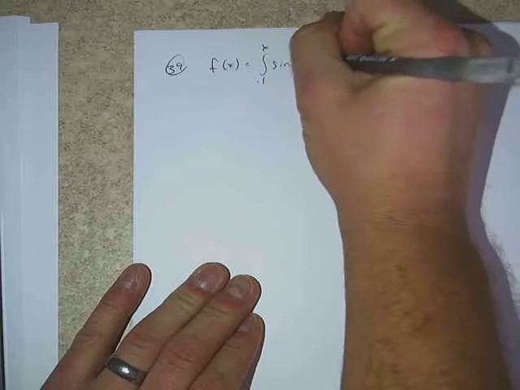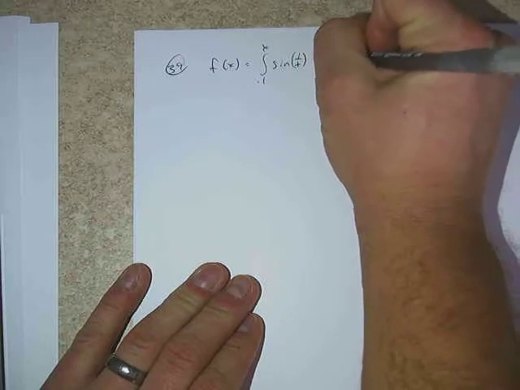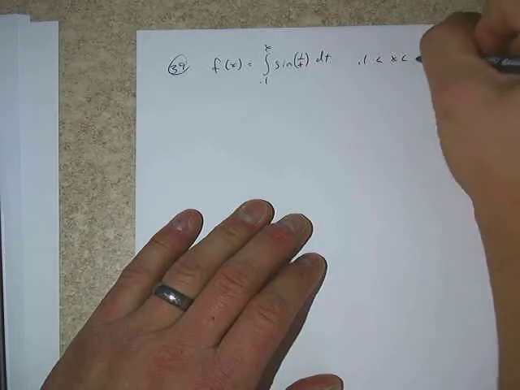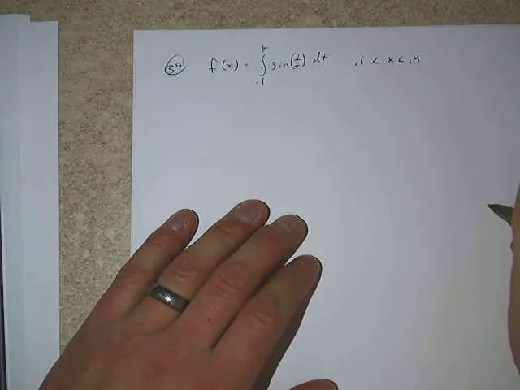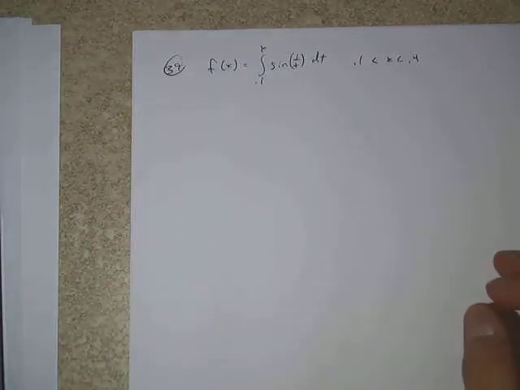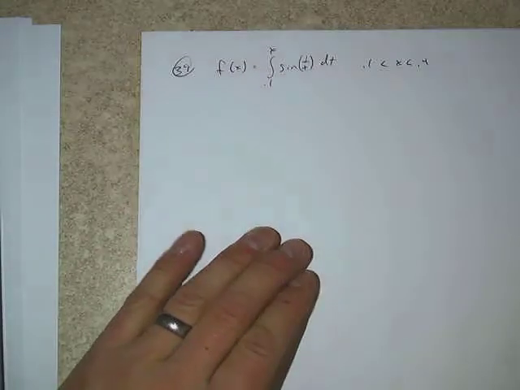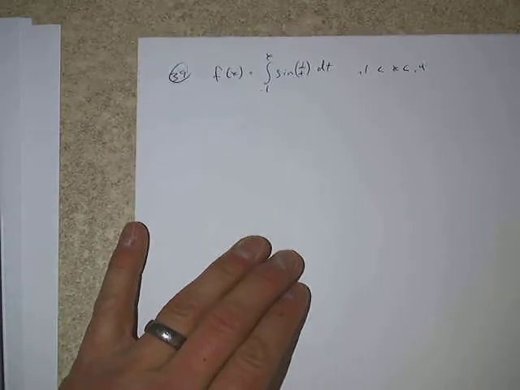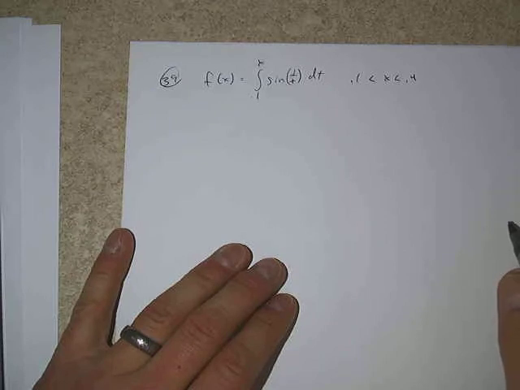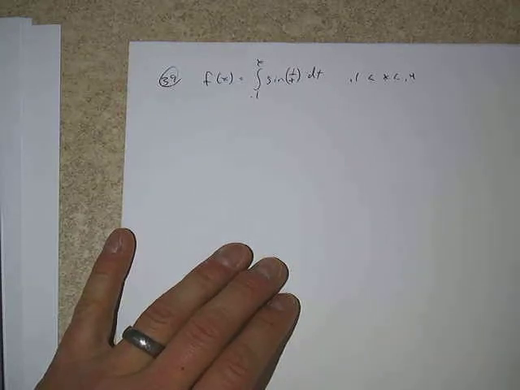39. We have an f of x equal to the integral from 0.1 to x of sine of 1 over t dt, and the interval is 0.1 to 0.4. And the question says, at which of the following values of x does f have a relative maximum value?